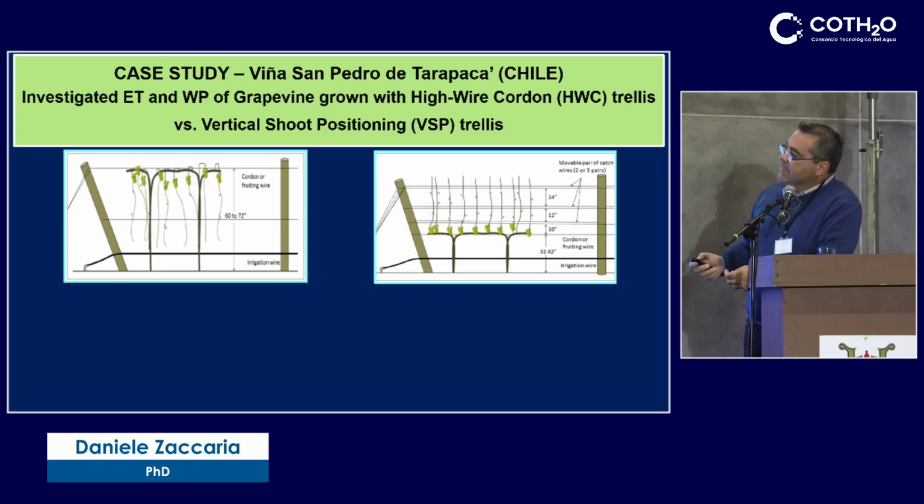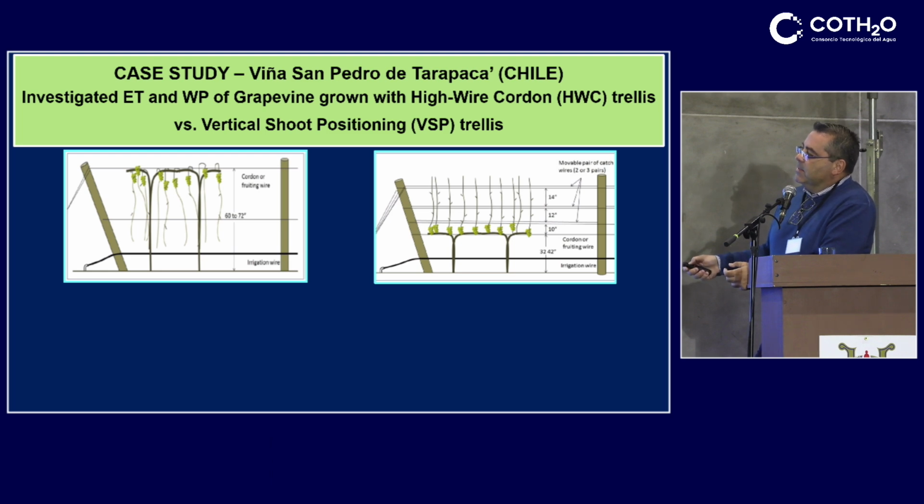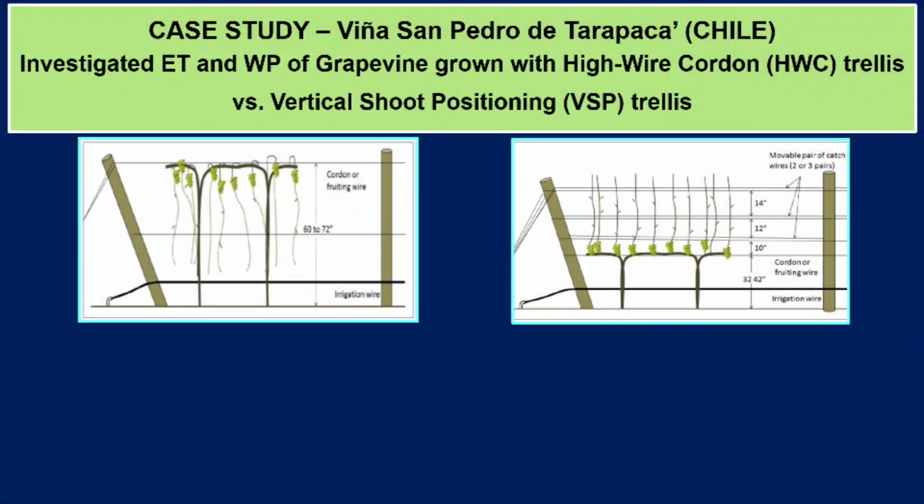The case study that I'm going to describe today, we worked on since 2016 with Viña San Pedro de Tarapacá here in Chile. And in this specific project, we investigated the evapotranspiration and water productivity, I call it WP, of grapes grown with high wire cordon and vertical shoot positioning systems.